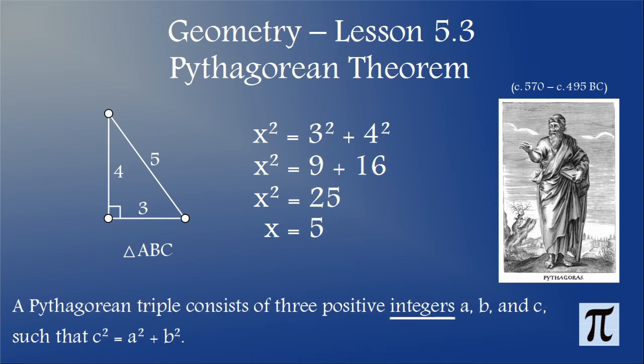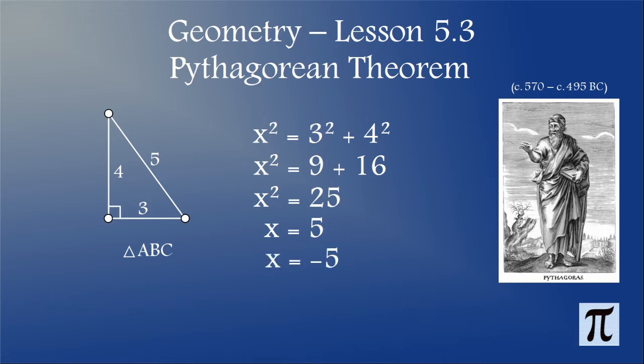This is known as a Pythagorean triple. It consists of 3 positive integers, a, b, and c, such that c squared equals a squared plus b squared. And you'll see these from time to time. So some other examples are 5, 12, and 13, and 8, 15, and 17. Mathematically, x could also equal negative 5, because negative 5 times negative 5 is still 25. However, in the world of geometry, we're talking about lengths and distances, so negative numbers don't make any sense, so we're going to ignore this.